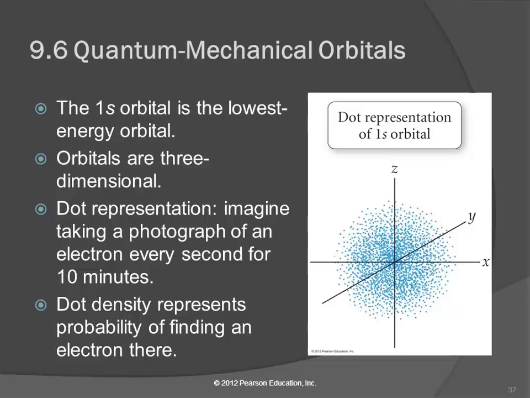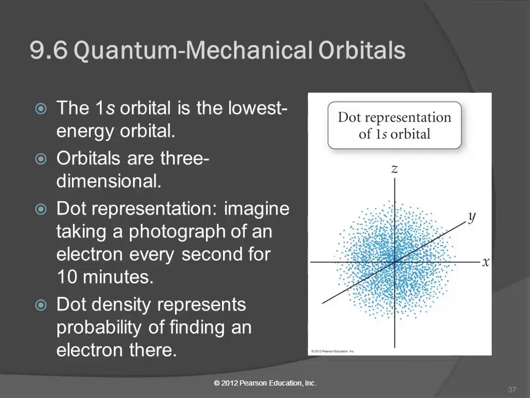So one of the orbitals is the 1s, principal energy level 1, and its subshell S. That's the lowest energy orbital. Now orbitals are three-dimensional. They're not like the circular orbits. One way to represent them is with a dot representation, which is a little bit like the picture I drew of Andrew. So imagine taking a photograph of an electron every second for 10 minutes, and it would show up here as a blue dot. Now you can't actually do that, but if you could, it would look something like this. And the density of the dots represents the probability of finding the electron in that region.